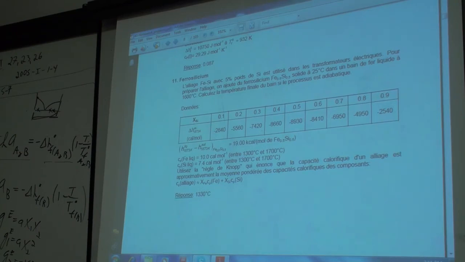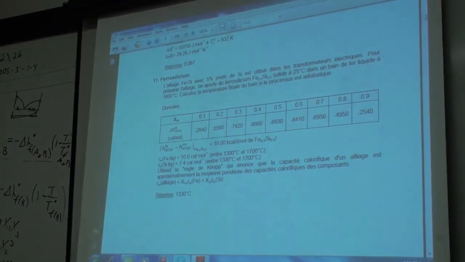Anyway, to prepare the alloy, we add ferrosilicon, Fe 1/2, silicon 1/2. Why don't you add pure silicon? Because ferrosilicon is a lot cheaper. To make pure silicon is difficult. To make ferrosilicon is not so hard. You get a great big bath of iron to reduce the silicon, it goes in there.